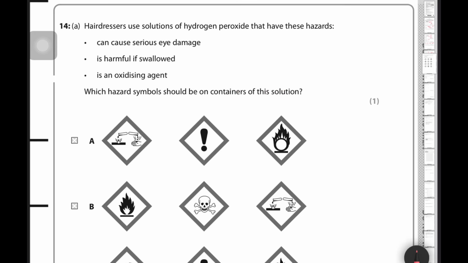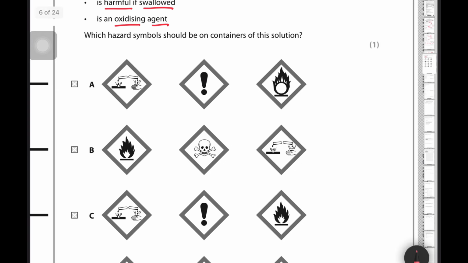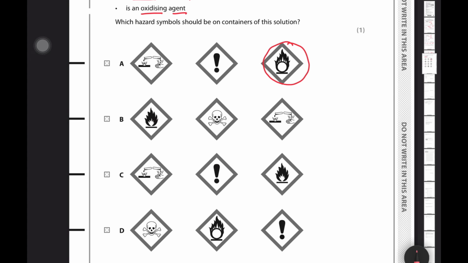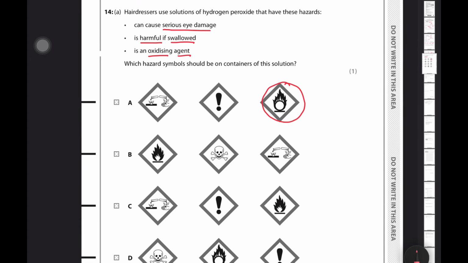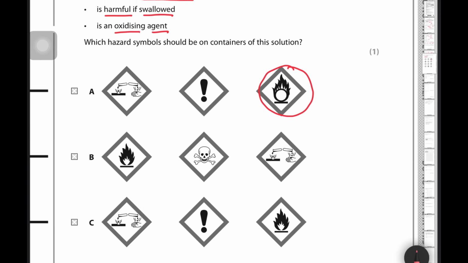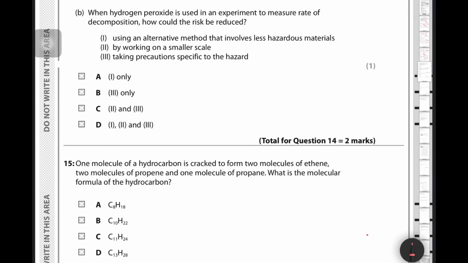You are heating. So, this question says, causes serious eye damage, harmful if swallowed, and is an oxidizing agent. So you know, the symbol of oxidizing agent is this, right? So you have two options. Either your answer is going to be A or D. But it says causes serious eye damage and harmful if swallowed. So the answer is A.